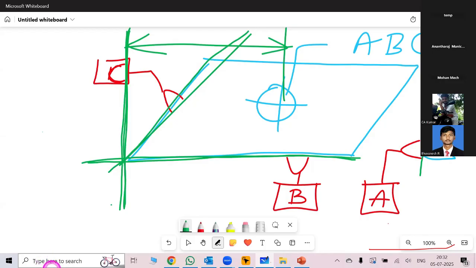So datums need not be perpendicular to each other. Using those datums, we have to create a datum reference frame which are mutually perpendicular to each other. That is the concept of datum reference frame. Okay.